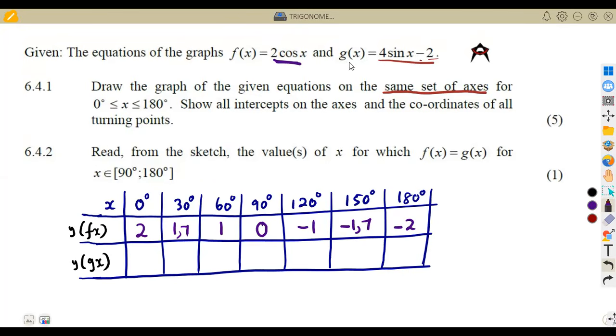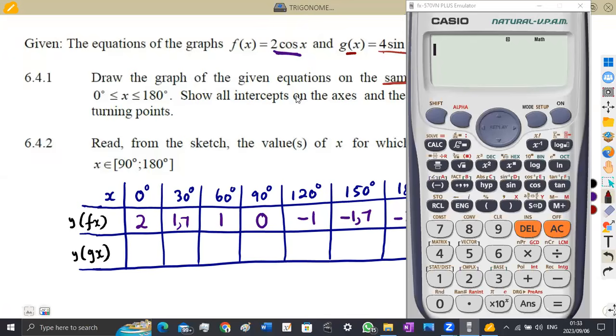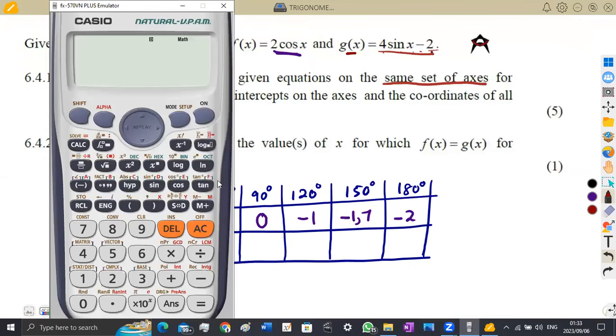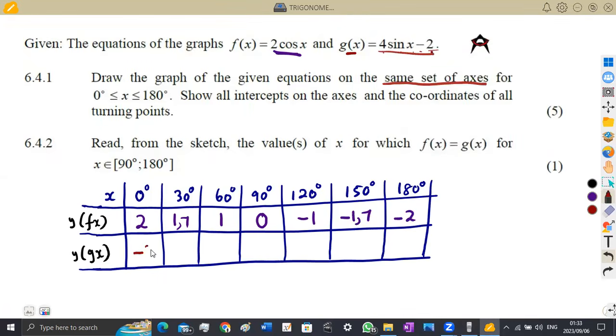You move on to the graph of g(x), which is 4 sine x minus 1. So here we are going to have the same thing on our calculator, but this time we are working with sine x. How do you present it on a calculator? We need 4 sine of x. X is the first value that you're working with, of which on our table, the first value is 0. You close the bracket of the angle. Then you subtract the 2 now like this. So we are going to obtain -2. So the first value here is -2.